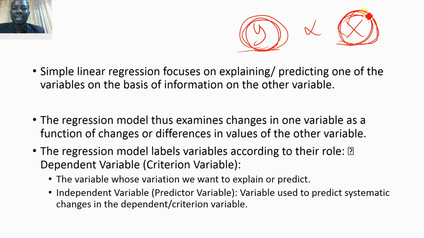So x is now dictating the pace of where y should be. So x is being used to predict y. In that case, x becomes the independent variable and y becomes dependent because y depends on x.